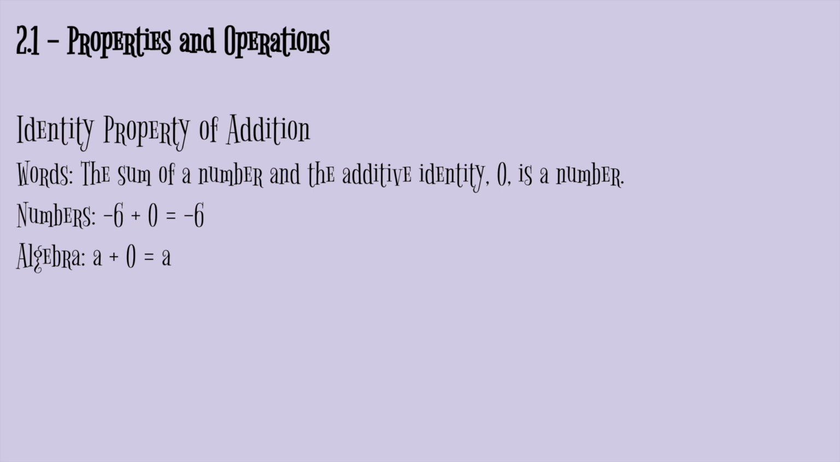Fifth, the identity property of addition states that the sum of a number and its identity 0 is the number. Numerically, negative 6 plus 0 is equal to negative 6. Algebraically, A plus 0 is equal to A.